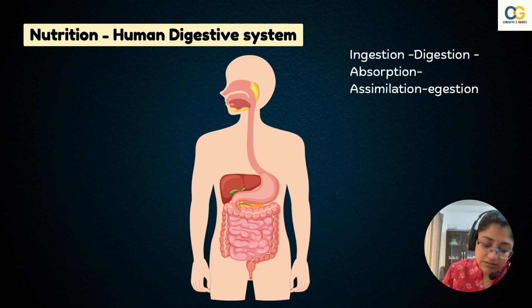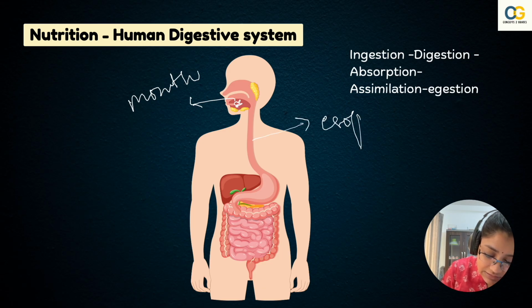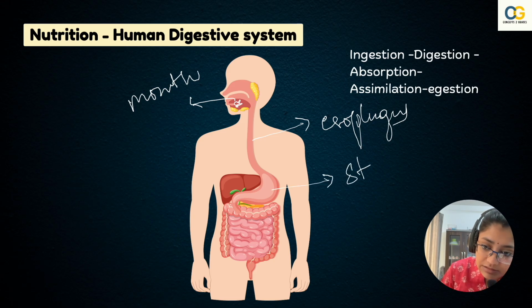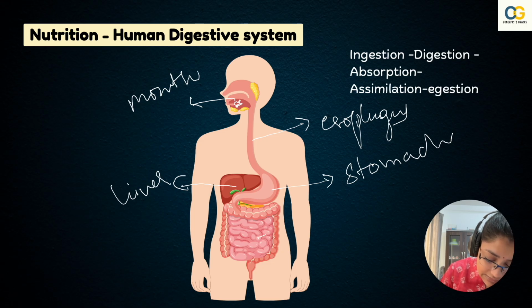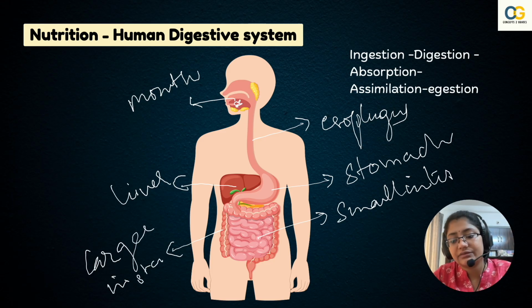So if you look at the human digestive system, first we have a mouth here. Then inside the mouth there's a tongue and there are some teeth. And this is the esophagus, which is also called the food pipe. Then it bulges into the stomach. Then we have the liver and the gallbladder. Then there is the small intestine and large intestine. These are the different body parts that we have. Let us look at the function of each of them very clearly.